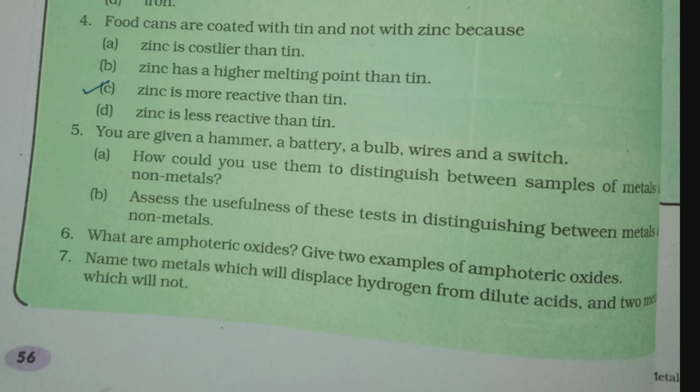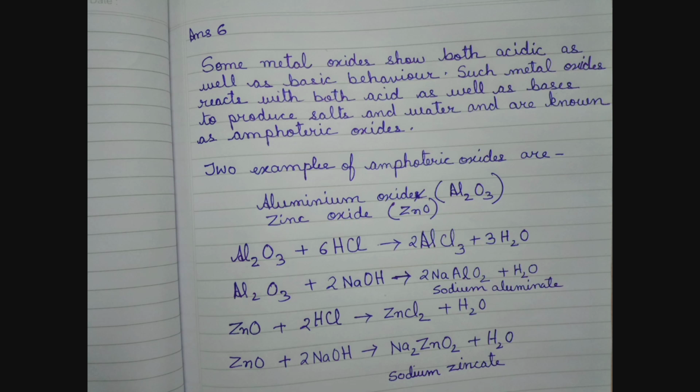I have given the answer here. So the answer to question number 6. Some metal oxides show both acidic as well as basic behavior. Such metal oxides react with both acid as well as base to produce salts and water and are known as amphoteric oxides. 2 examples of amphoteric oxides are aluminum oxide Al2O3 and zinc oxide ZnO.